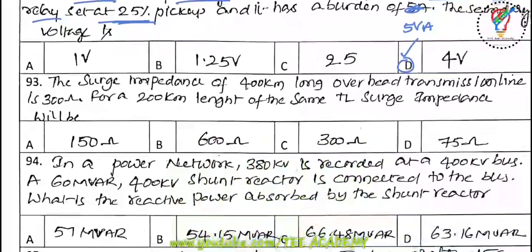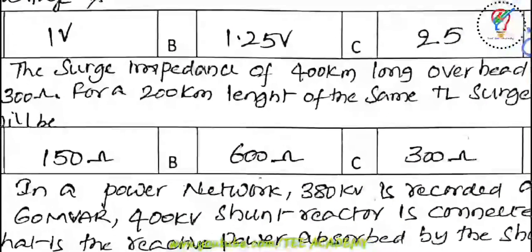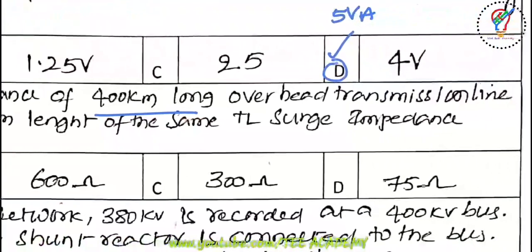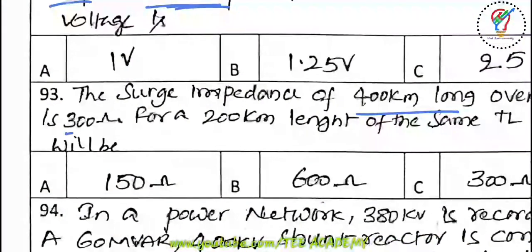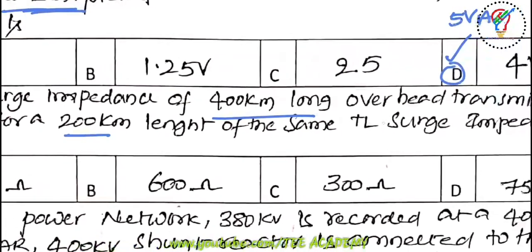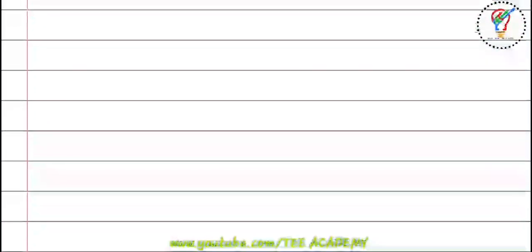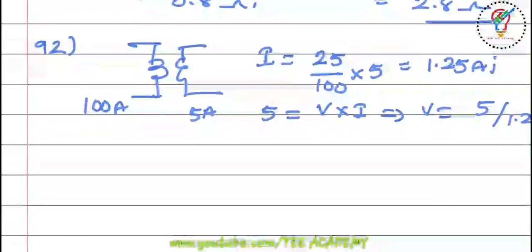Next question. The surge impedance of a 400 kilometer long overhead transmission line is 300 ohms. For a 200 kilometer length of the same transmission line, what will the surge impedance be? So for the 93rd question, the surge impedance is given.